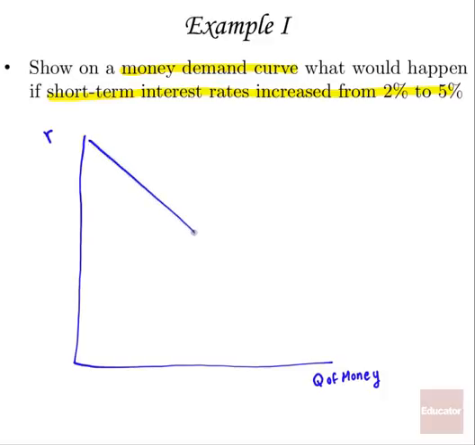And you have the money demand curve. Keep in mind, this is the nominal interest rate here. So this is the money demand. And again, we're only looking at the money demand here. We could draw the money supply, but we just want to show on the money demand curve what would happen if short-term interest rates increase from 2 to 5%. So let's put that 2 to 5% here.